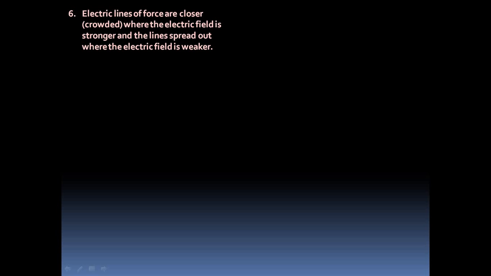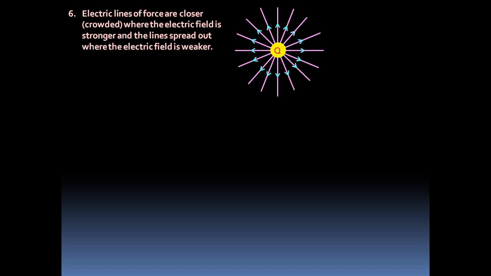Number 6, electric lines of force are closer where the electric field is stronger, and the lines spread out where the electric field is weaker. Here the charge, capital Q, has more value, hence the crowded electric field lines are shown, and small q has a much smaller magnitude, so the electric field lines are not that crowded.